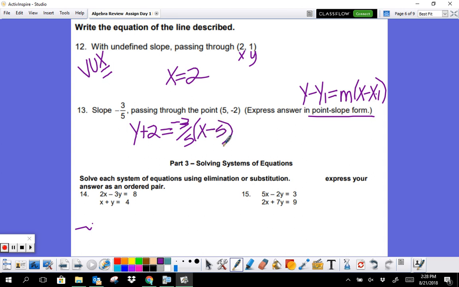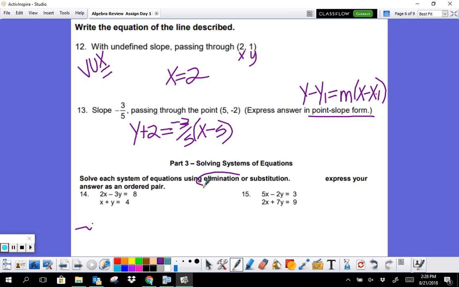Notice this just asked for point slope, which means I'm done. It didn't ask for y equals mx plus b. It didn't ask for standard. That's all I have to do there. Okay, number 14, it says solve each system of equations using elimination or substitution. Answer as an ordered pair.